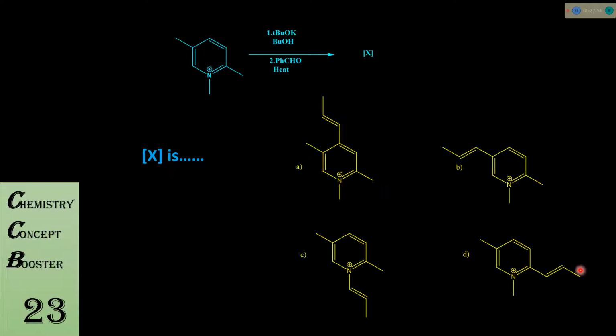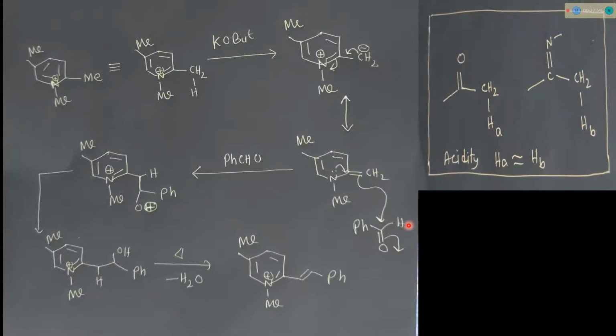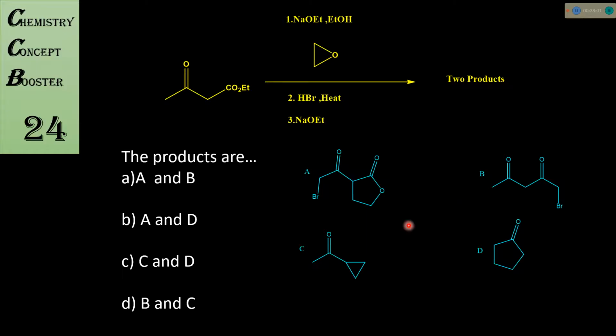Just keep in mind that phenyl should be there in every option. So let's move to the next question. This is a carbonyl compound. So 1,3-dicarbonyl, we can say 1, 2, 3, this is a 1,3-dicarbonyl compound. So NaOEt in ethanol, epoxide is there, then HBr with heat, then NaOEt, two products.